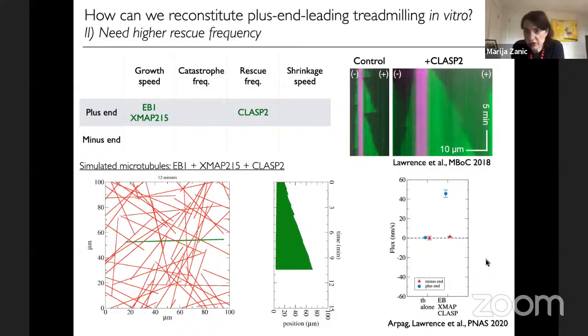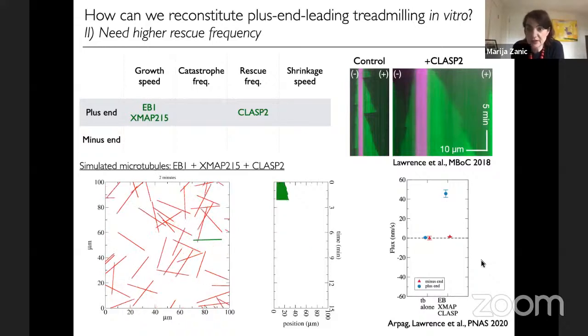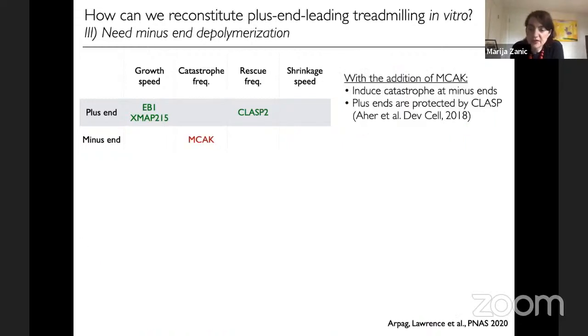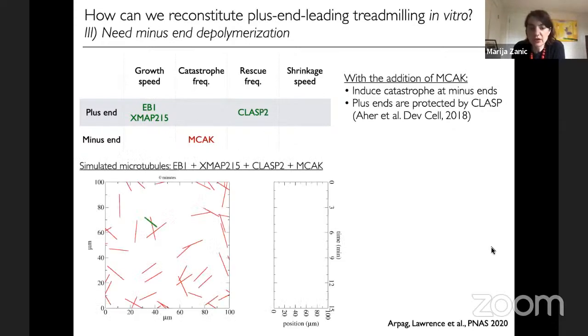We still, however, have not achieved treadmilling, right? Because our minus ends are fairly stable and they're on average growing. So what we need to do is add a minus end depolymerase. And for that, we turn to a protein called MCAK. This is a kinesin 13 motor that is a well-known catastrophe factor. And MCAK actually turns out to be a catastrophe factor at both microtubule plus end and microtubule minus end. But recent studies have shown that the presence of CLASP at the microtubule plus end prevents MCAK's action at the plus end. So we can simulate MCAK's action at the minus end only, and this is what we do.